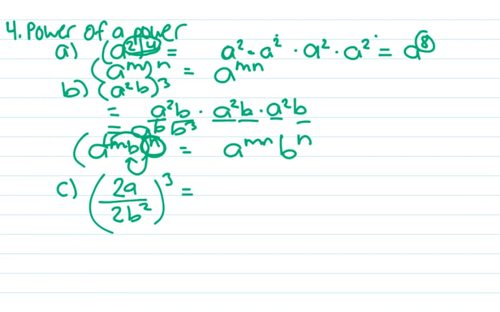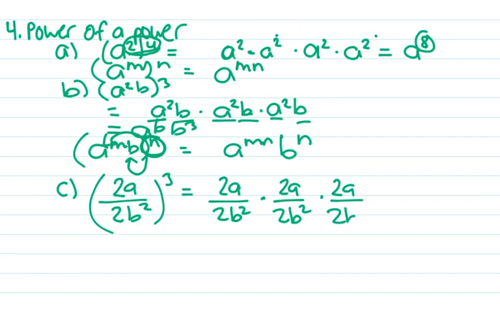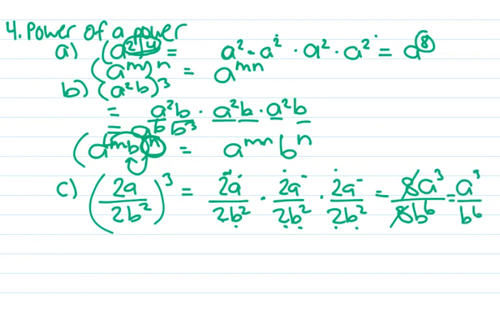So if I expand this out, I have 2a over 2b squared times 2a over 2b squared times 2a over 2b squared. I'm just going to multiply these. So 2 times 2 times 2 is 8. A times a times a is a cubed. Over 2 times 2 times 2 is 8 again, times b squared times b squared times b squared. I can just add their exponents because of the multiplication rule, so that would be b to the power of 6. Now I can simplify this by canceling out the 8's, and I'm just left with a cubed over b to the 6.